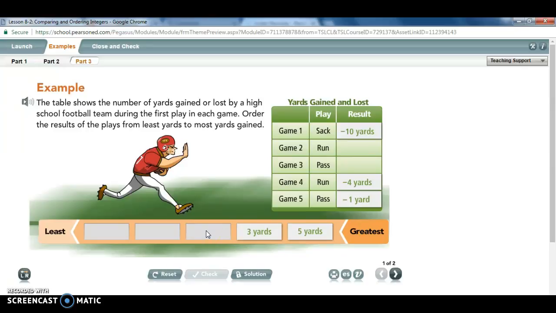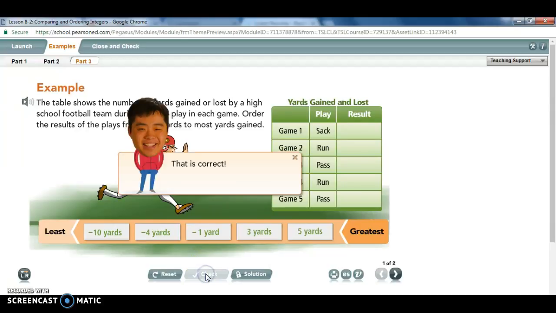So the first negative number I come to from 0 is -1. Next would be -2, -3, -4, -5, -6, -7, all the way to -10. If I check my answer, that is correct.